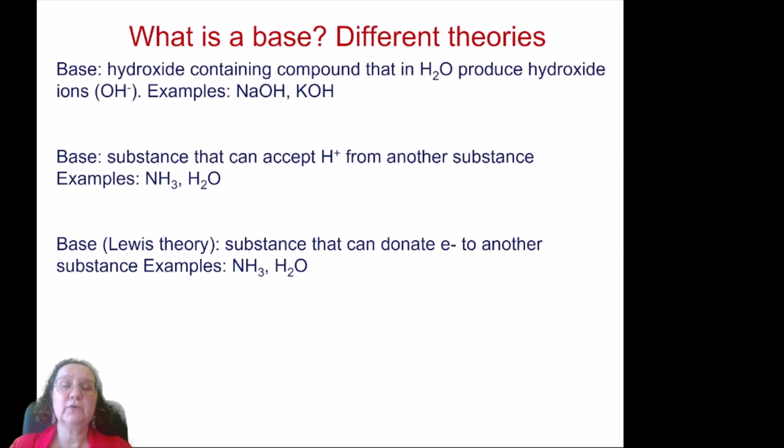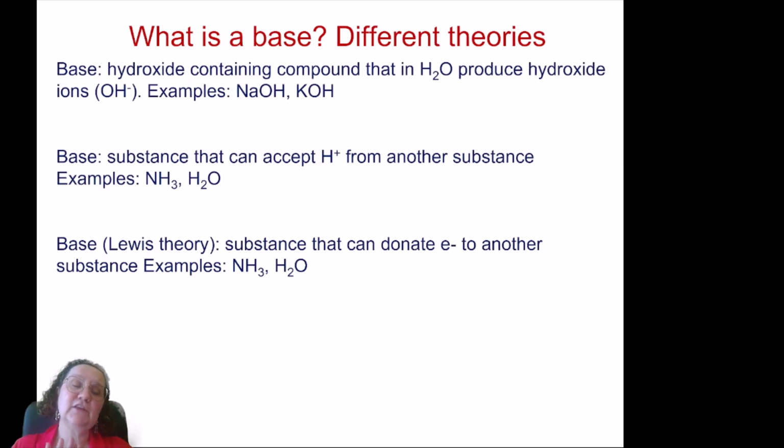And so it covers examples that in the previous theory were bases, like sodium hydroxide and potassium hydroxide, but it also covers other compounds like ammonia and even the molecule of water, which can behave like bases. Ammonia is a base, a weak base, and it's not because it has OHs. In the case of ammonia, it doesn't have any oxygen, but it's about what it can do. It accepts a hydrogen ion from another substance, for example, water.